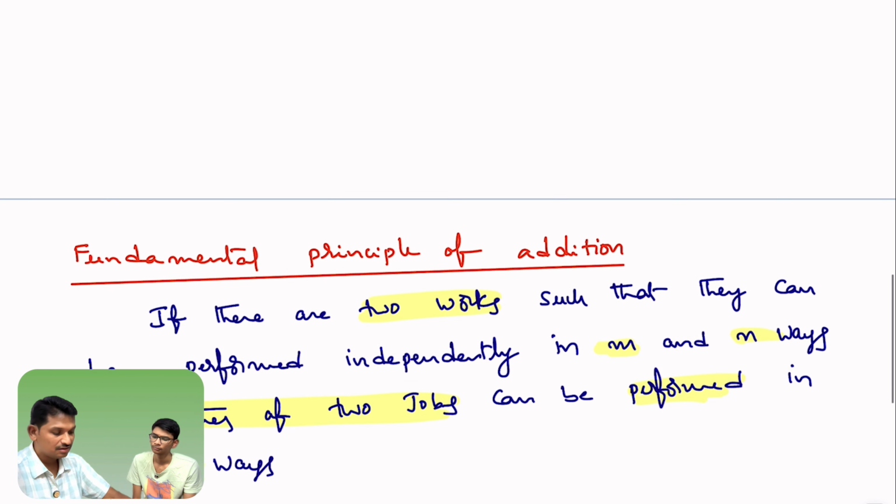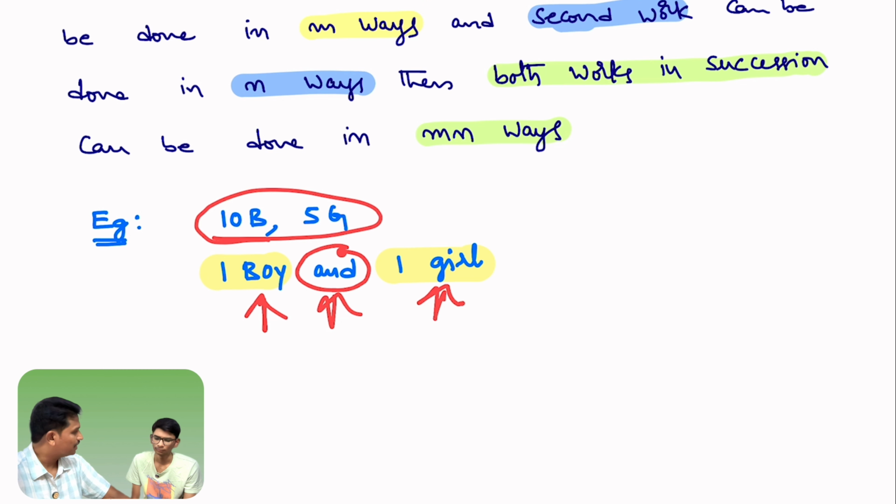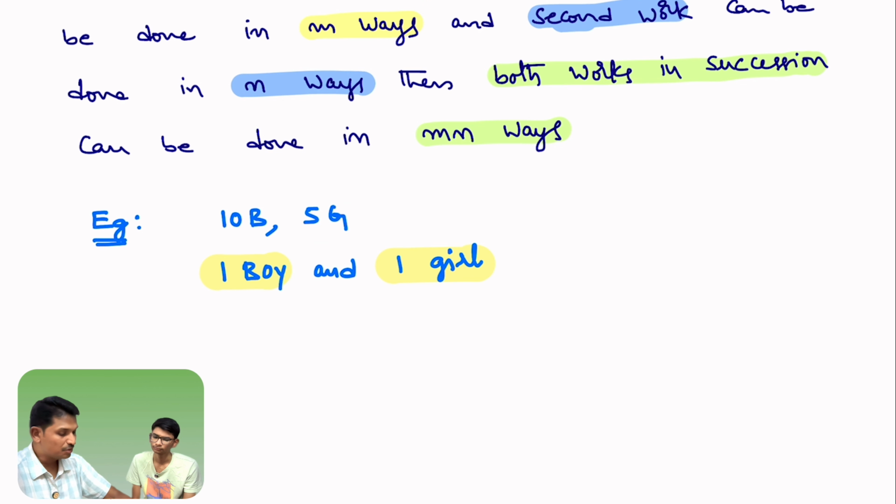In the last one, you see there are 10 boys and 5 girls. You selected one boy and one girl. Here this is the case of AND. The same example comes for one boy or one girl.